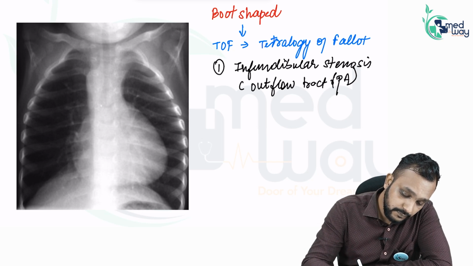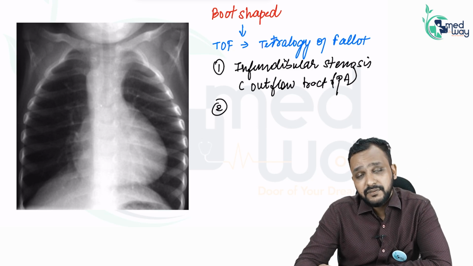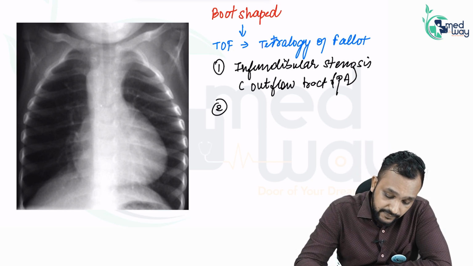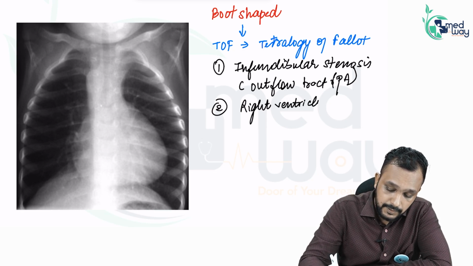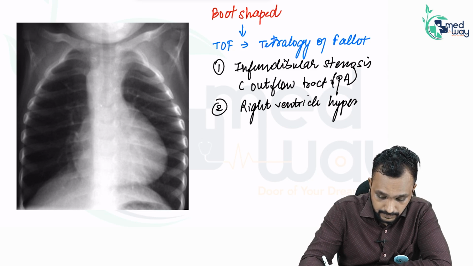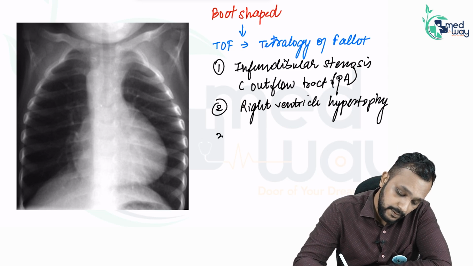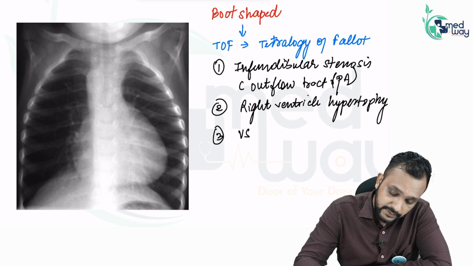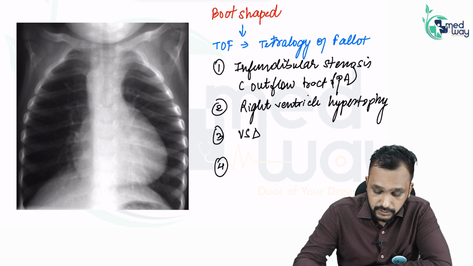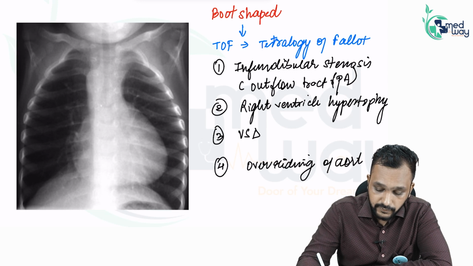Then you will see that because of the infundibular stenosis, the pressure in the right ventricle will be high, and that will result in right ventricle hypertrophy, right? Then there will be a ventricular septal defect, and fourth, you will see overriding of aorta. So what do you mean by overriding of aorta?